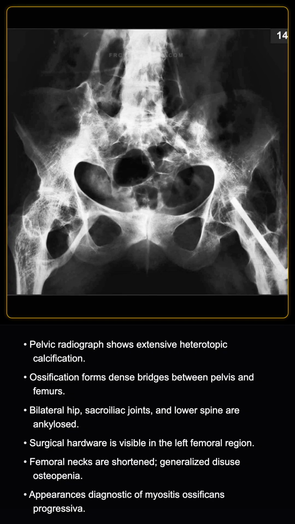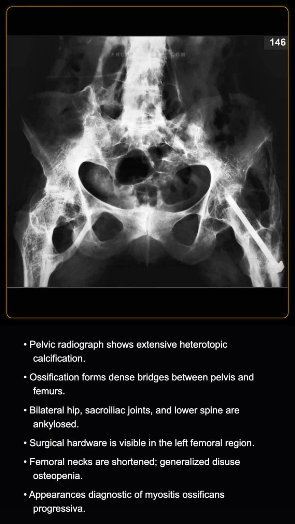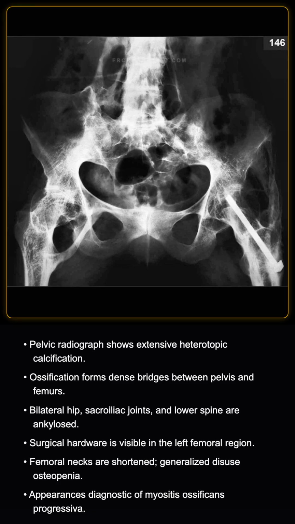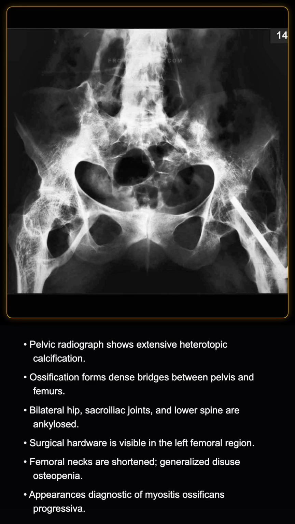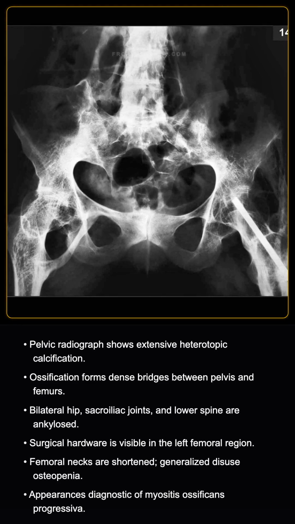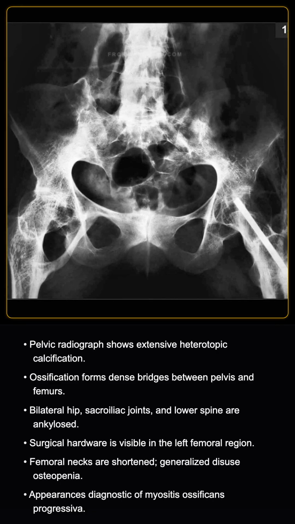ossification surrounding both hips. Thick bridges of heterotopic bone are visible extending between the pelvis and the proximal femurs, leading to complete ankylosis and joint fusion. Additionally, dense paravertebral ossification is noted bilaterally, causing fusion of the visible lower spine and sacroiliac joints.